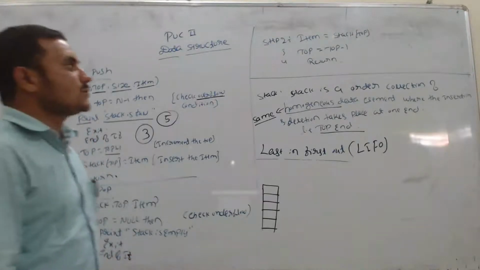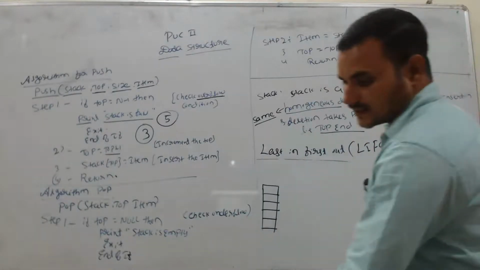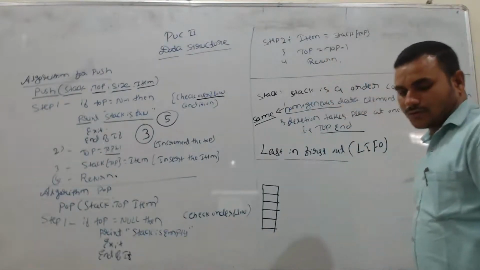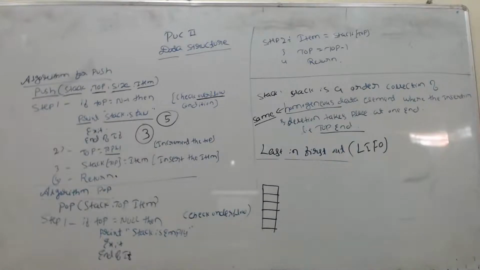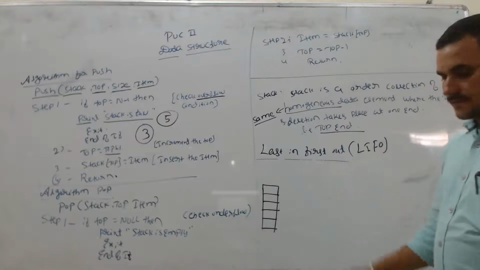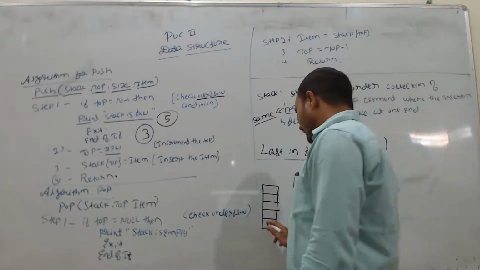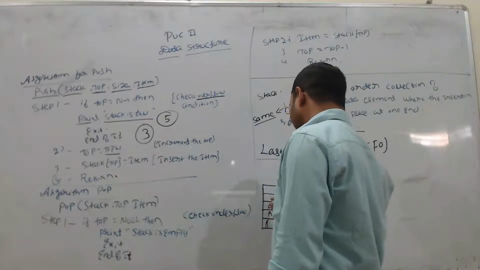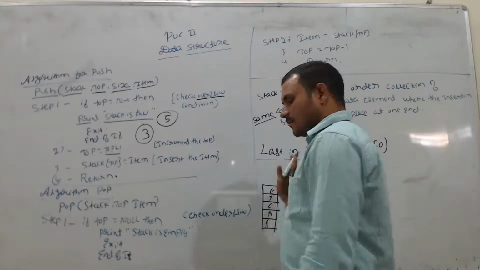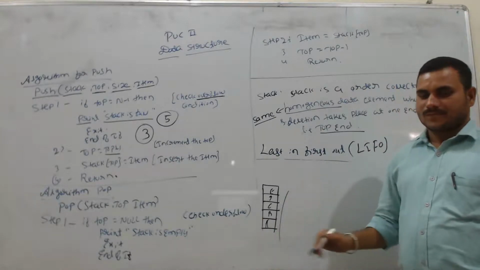Then item is equal to stack[top]. So top is equal to top minus 1. Then return. Clear? So after that you can add the element. Clear? Fine.